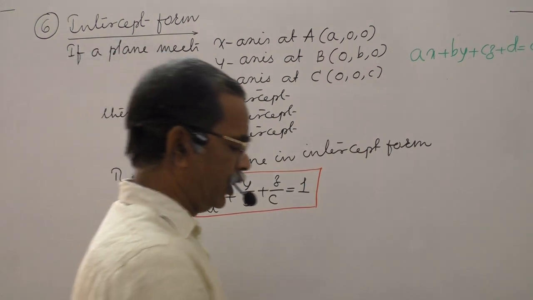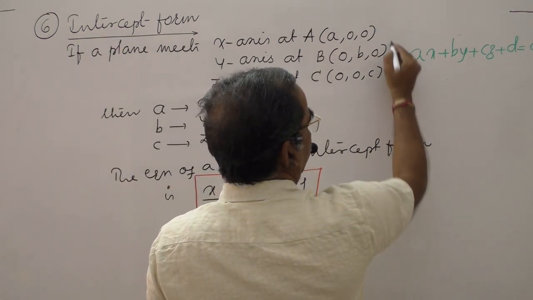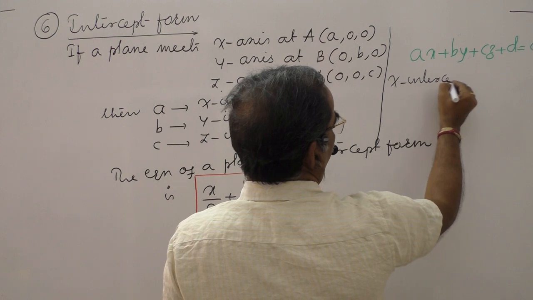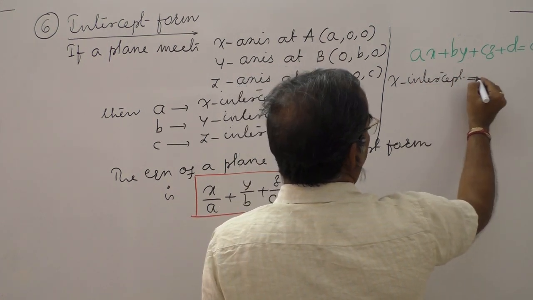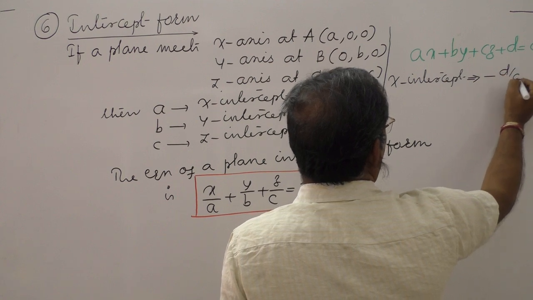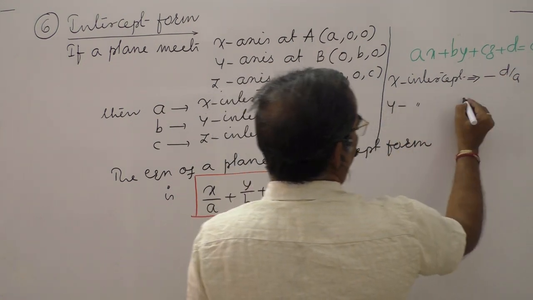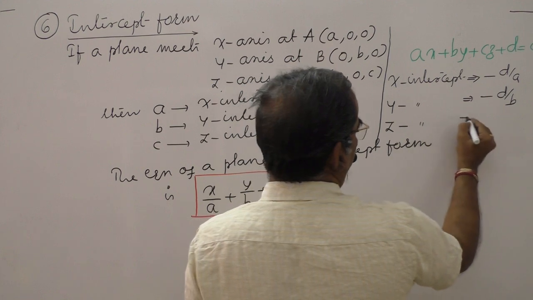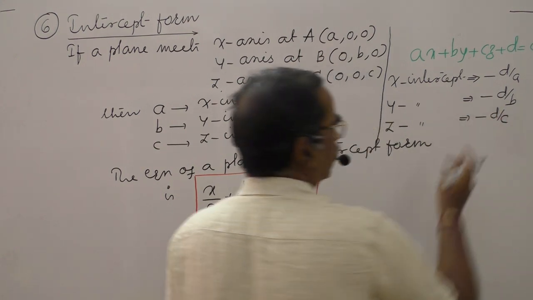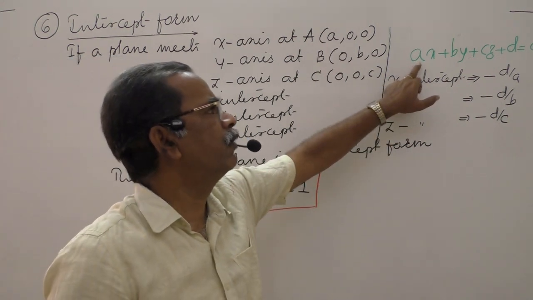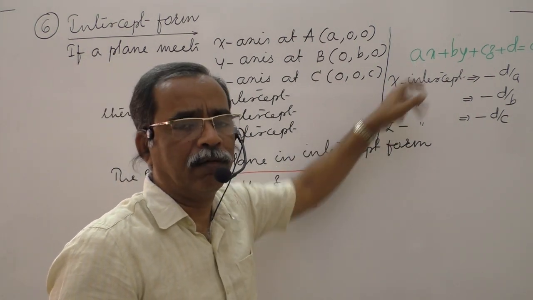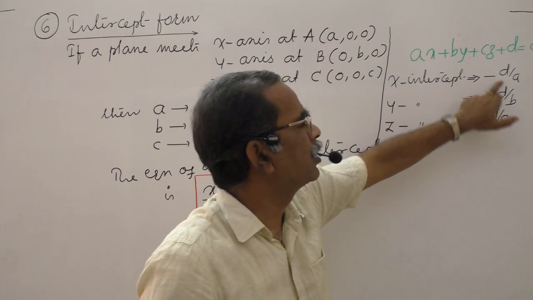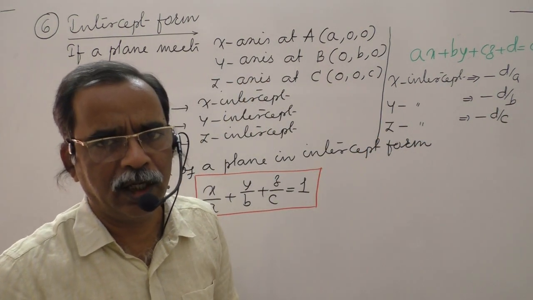When a plane is given in general form, its x-intercept will be minus d by a, its y-intercept is minus d by b, and its z-intercept is minus d by c. Very simple. How did I write this? I have transformed this into this. By transforming the general form into intercept form, you will get the xyz intercepts, which are minus d by a, minus d by b, minus d by c.